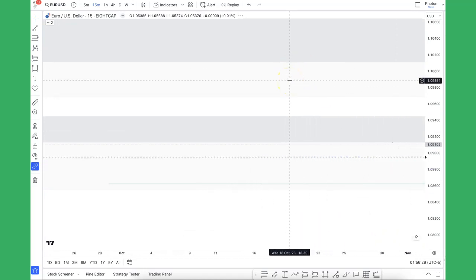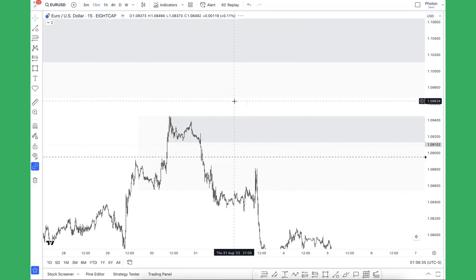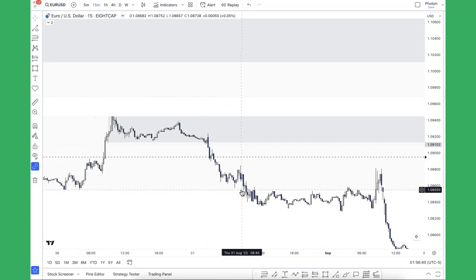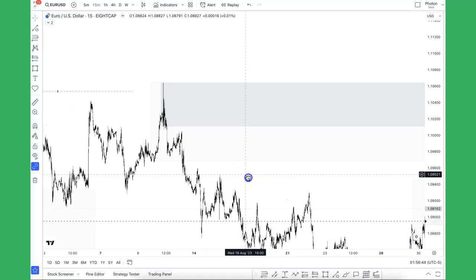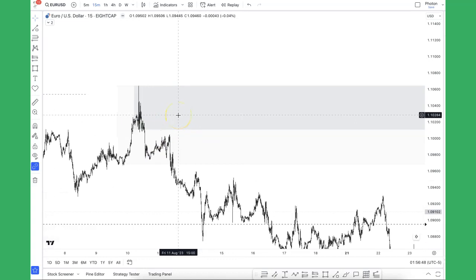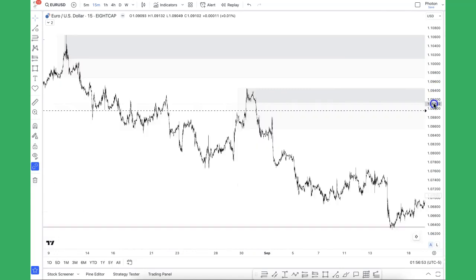And I just want to see if we have any M15 zones here which are unmitigated. Nothing here really. Maybe over here. So once price comes in here, we'll have a look at that. So that's it. That's how I look at my mapping.